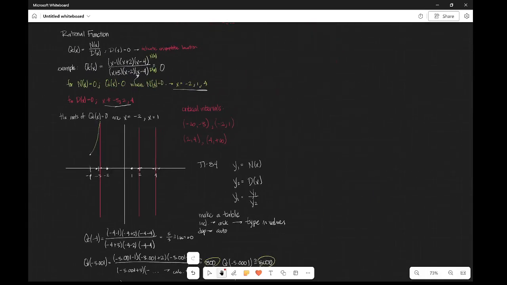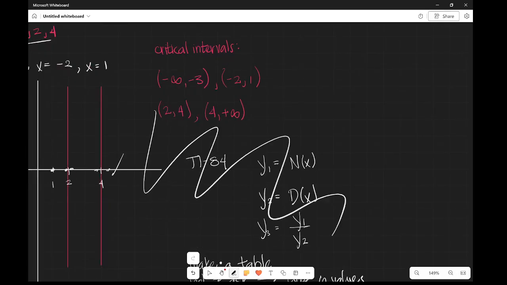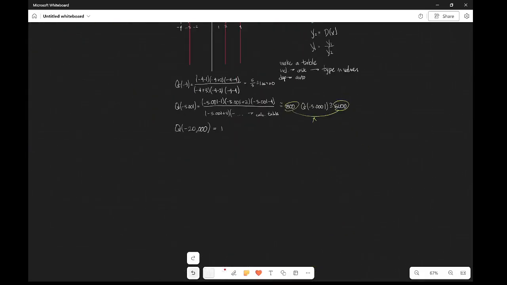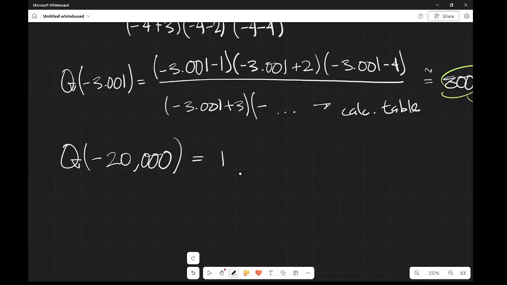Let's do the other side. Let's go to positive infinity over here and see what that does. I'm expecting it to be the same. Again, not going to write it all out. This is just plugging it into the calculator. That also equals 1. Great.